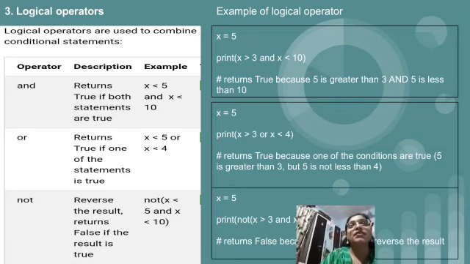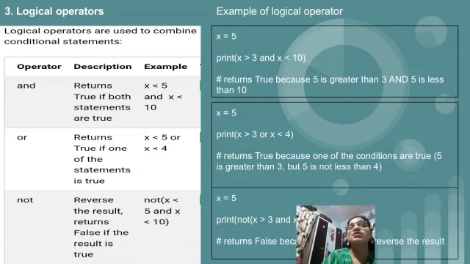After that, we have used OR. The value of x is 5. 5 greater than 3, the condition is true, or 5 less than 4, this condition is false, but as we have used the OR operator, if any one of the conditions is true, the result will still be true. In this case, the first condition, x greater than 3, is true. This is the reason why the answer is true.